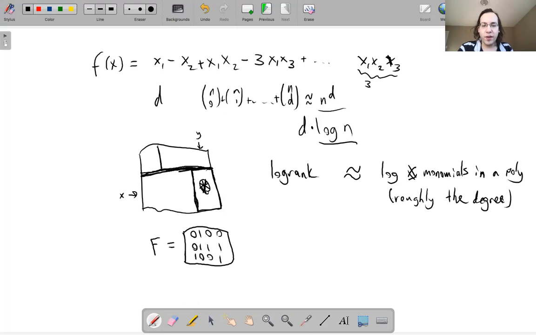This is the communication matrix. And what we want to do is, instead of taking the log rank of f, we will take the minimum over matrices A that are roughly equal to f of the log rank of A.